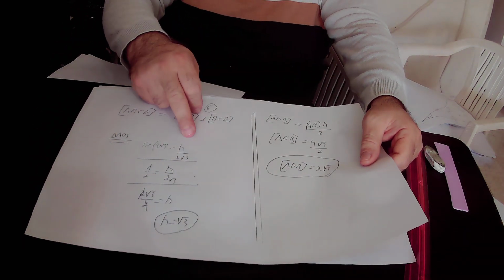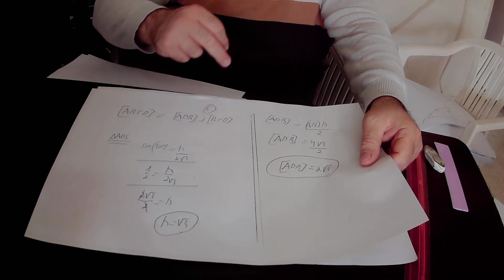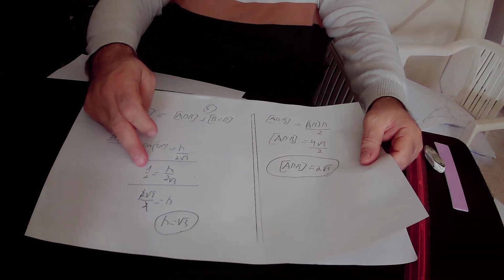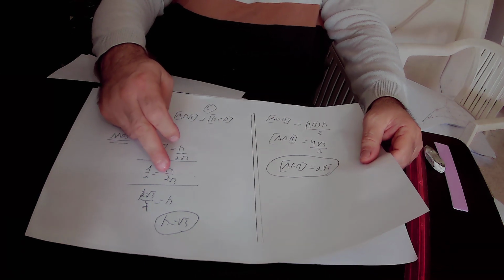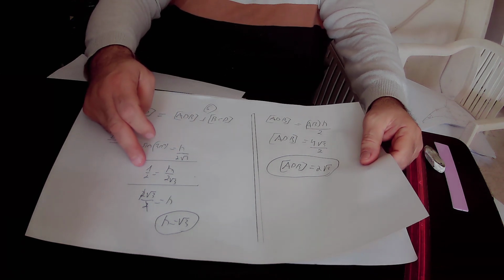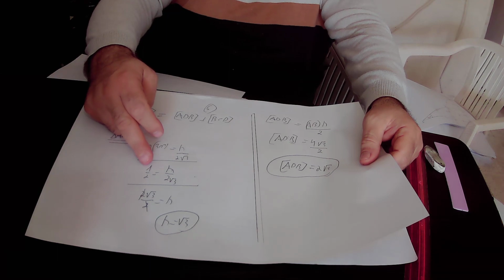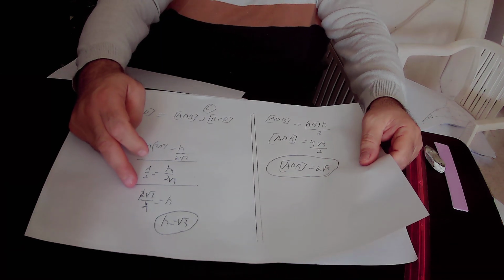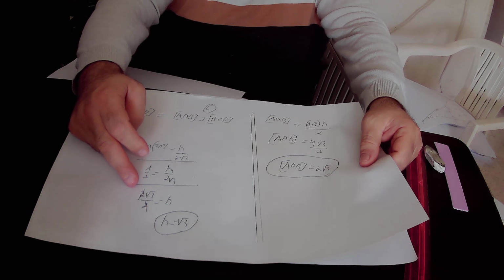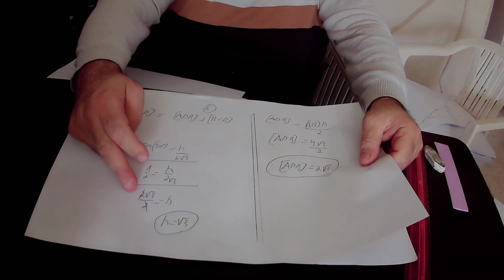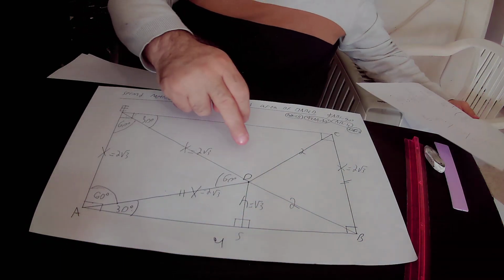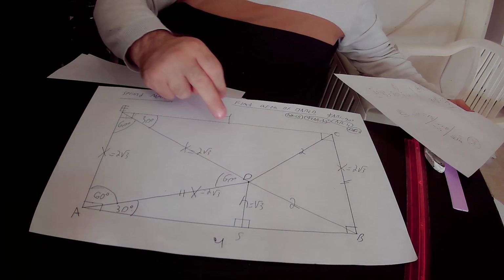Sin 30 degrees equals h over 2 times square root of 3. We know that sin 30 degrees equals 1 over 2, so 1 over 2 equals h over 2 times square root of 3. We multiply this equation by 2 times square root of 3, and we get that h equals 2 times square root of 3 over 2. 2 over 2 is 1, so we found that the height of triangle ABD, h, equals square root of 3.